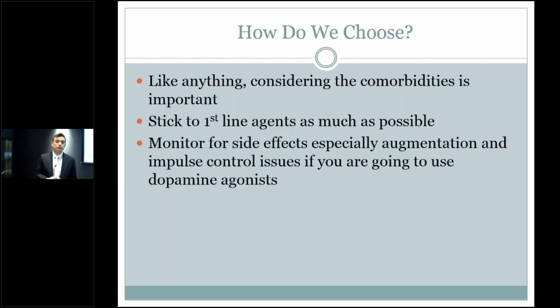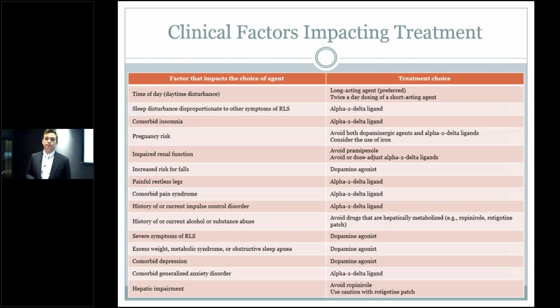So how do we choose? Like anything, you have to consider the comorbidities. You have to stick to the first line agents as much as possible, and you have to monitor for side effects if you're going to use dopamine agonists, the biggest one being augmentation or the impulse control issues. Augmentation is a real problem, and it's something we didn't know about until these medications had been on the market for 5 years or so.